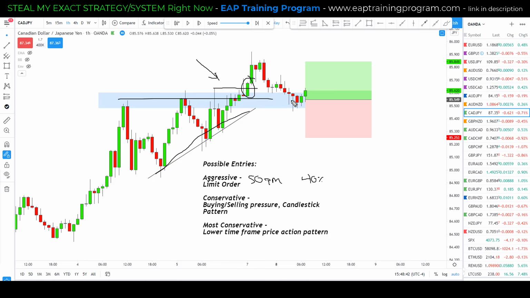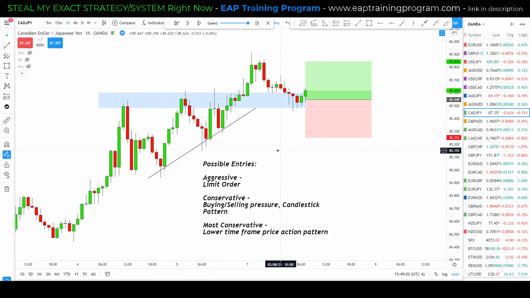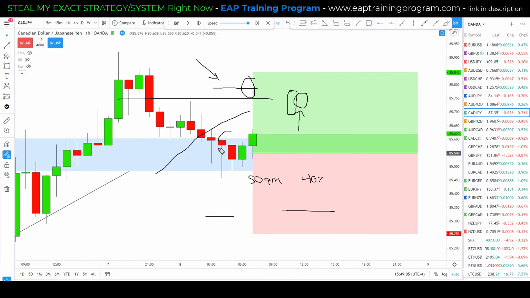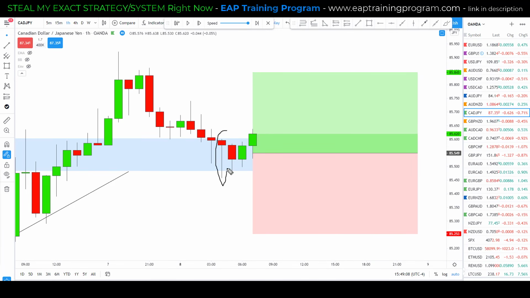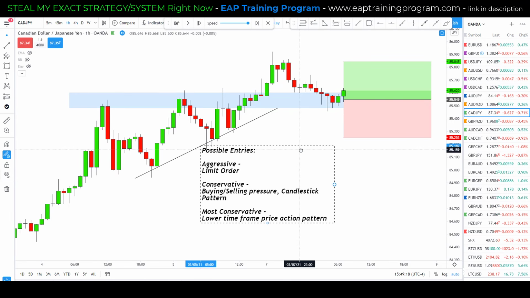But after that break and retest, a conservative way to enter would be looking for things like buying pressure. Buying pressure for me is defined as either a green candle for a bullish trade or some type of candlestick pattern like we see here with this hammer red candle that I'm pointing out now. I'll actually zoom in on that a bit to make it easier to see. This candle here would count as buying pressure because it is a candlestick pattern. This green candle, after seeing a candlestick pattern, would be even more conservative. That's another way you can enter these types of trades in a more conservative way.